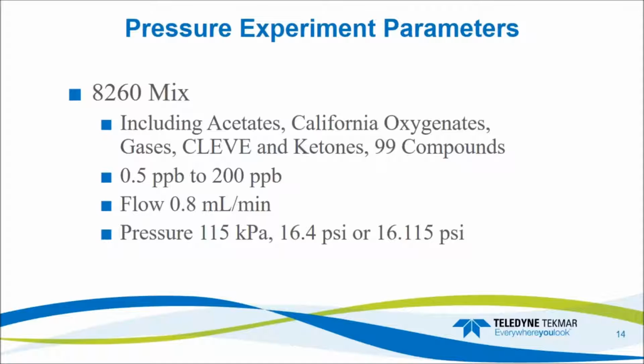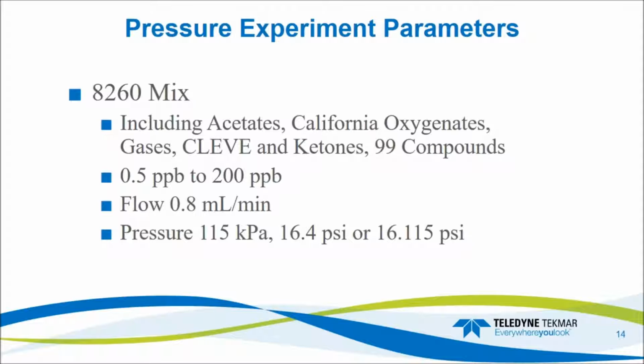So for the pressure experiment, what we did was we took an 8260 mix. We included the acetates, California oxygenates, gases, ketones, about 99 compounds. We created a calibration curve from 0.5 parts per billion up to 200 ppb. For the flow part of the experiment, all 3 GCs were operated at 0.8 mL per minute. We also then turned them around and did the same thing with the pressure.